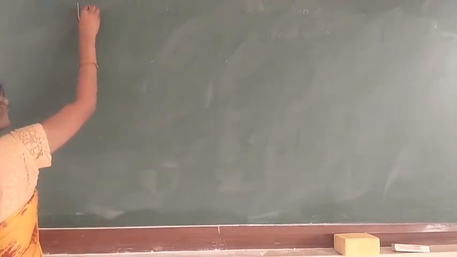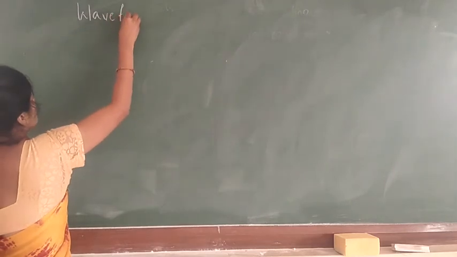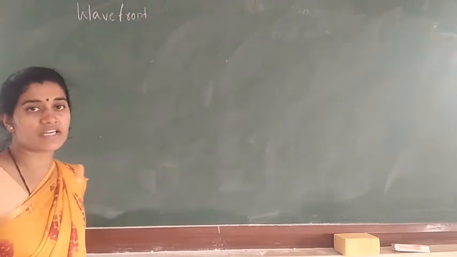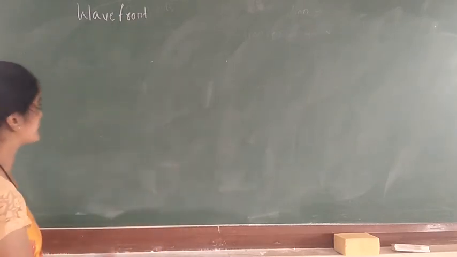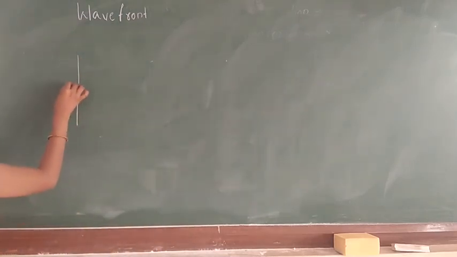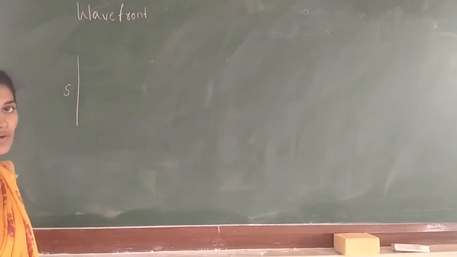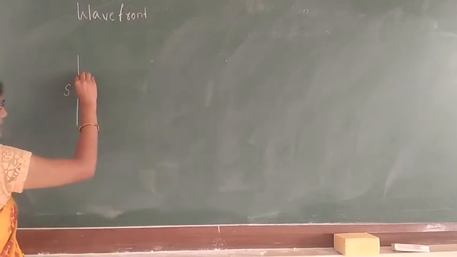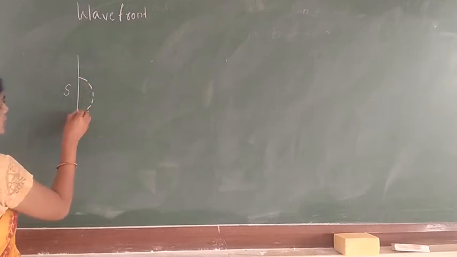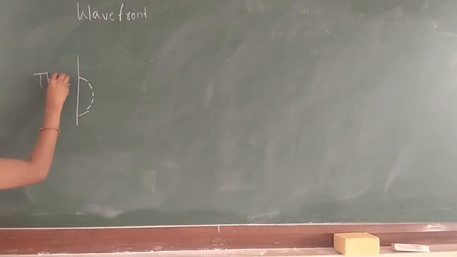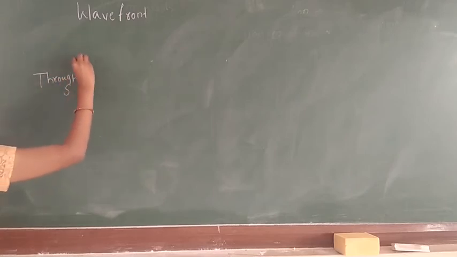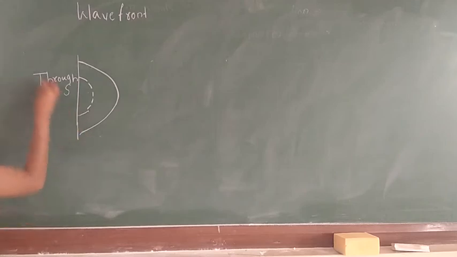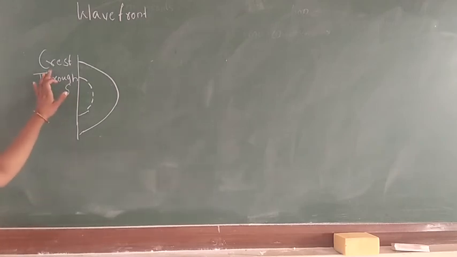So today we are starting Young's experiment in terms of the wavefront. Here we are considering one is the crest and the other one is the trough. Now let us consider a monochromatic light. In this monochromatic light, one is the trough and the other one is the crest.